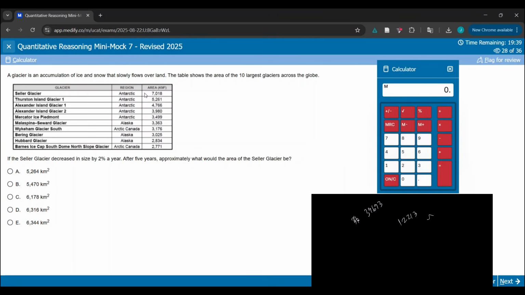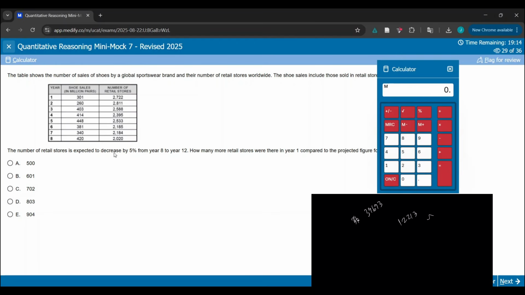Cell Glacier decreased in size by 2% every year. So 7018. So times that by 0.98. And again, so 7018 times 0.98. 1 year, 2 year, 3 year, 4 year, 5 year, 6343.